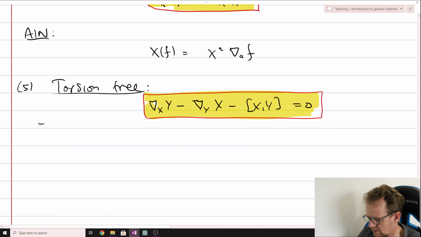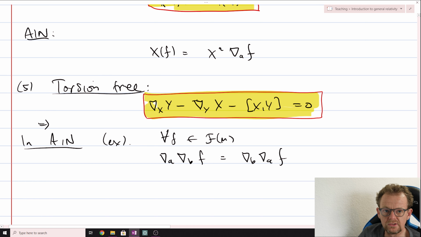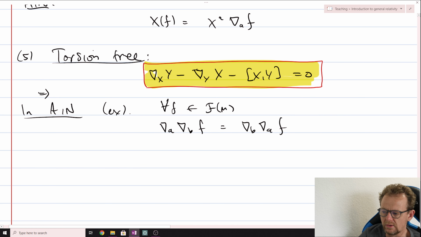This is a bit opaque, the interpretation of this, but in abstract index notation, you can show that this condition is equivalent to the following, which has a much more intuitive meaning, namely that for all smooth scalar functions f on the manifold M, if you take the covariant derivative in direction A and then B, it should be the same as doing it in direction B then A on a smooth scalar function f. So it's a much easier criterion to understand.